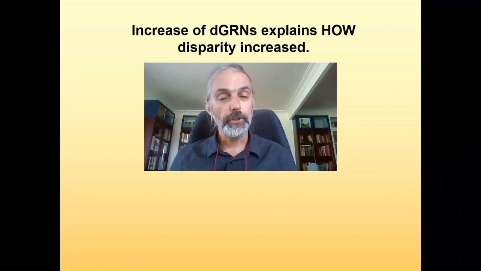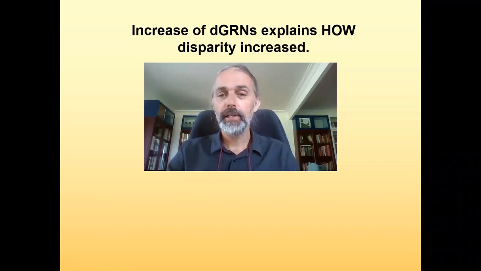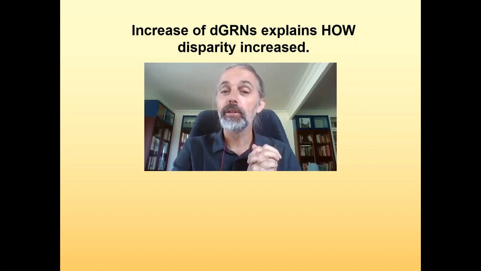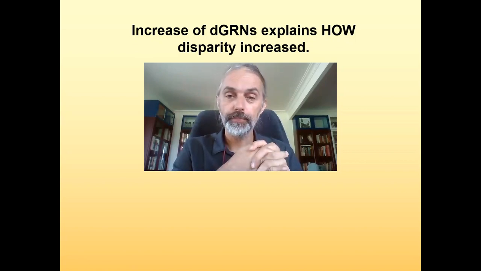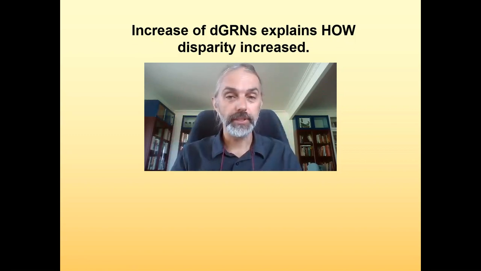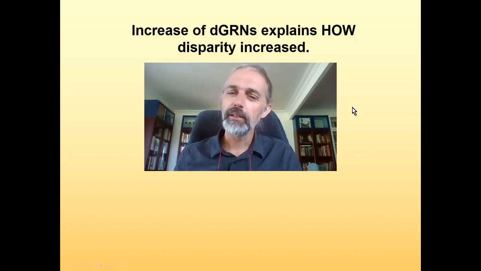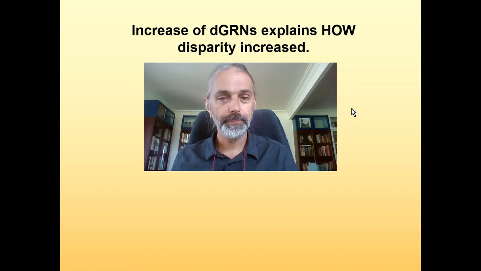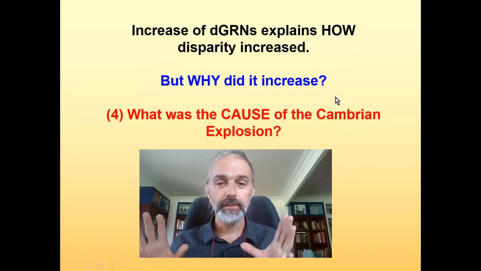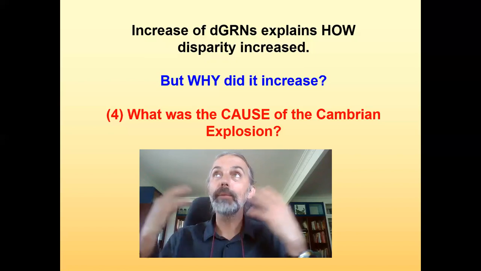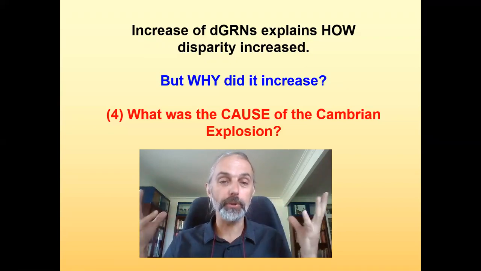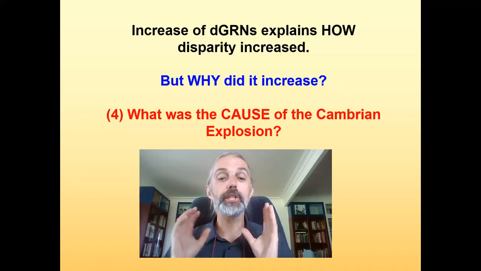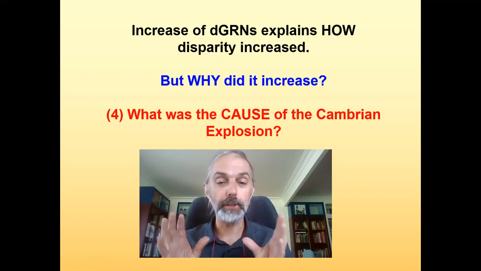In the last video, I explained to you how an increase of developmental gene regulatory networks created disparity. How it did that. But another similarly interesting question is why? Why did disparity, why did the shapes and forms of animals start to explode? Or in other words, what is the cause of the Cambrian explosion?